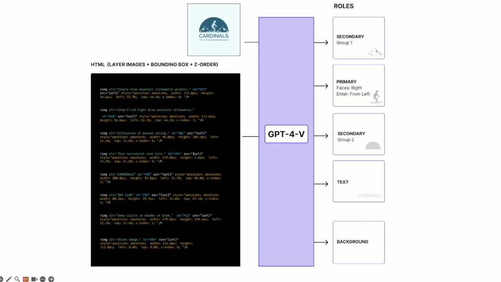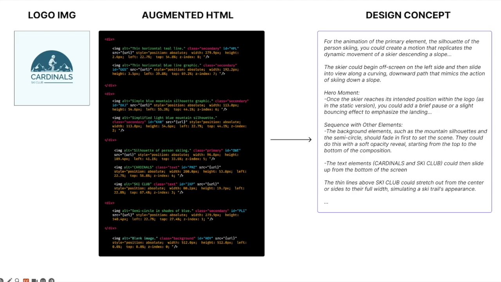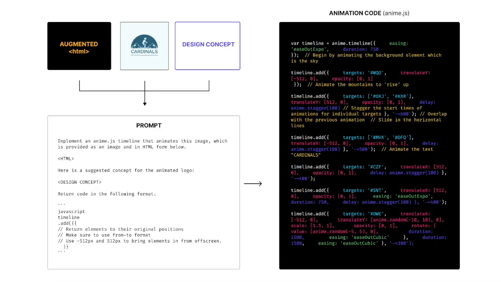We then use an LLM to derive a visual hierarchy by classifying design elements as either a primary element, secondary element, text, or background. Primary elements were further analyzed for what direction they should come from, and secondary elements were grouped to find elements that could time in together. This augmented HTML and image was then used to come up with a design concept. This natural language step mapped relevant animation actions to each element, for example, telling the skier here to slide in from one side as if skiing down a slope. Finally, we passed in the HTML, image, and design concept for an LLM to implement in animation code.